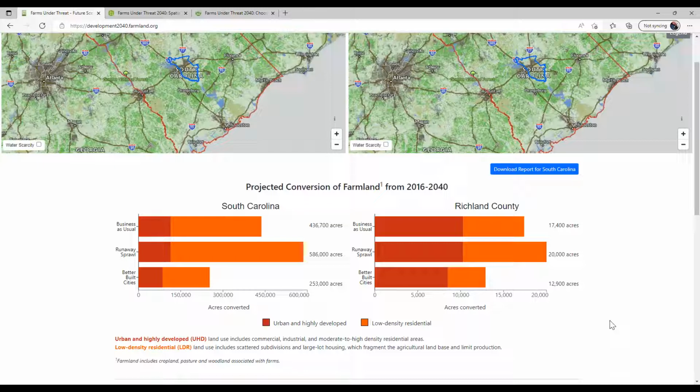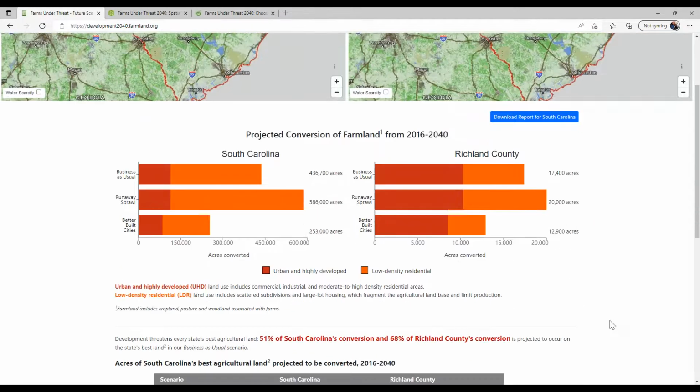When you look here on the right at Richland County, that is a little bit different in terms of the split. That is more likely to be, or as likely to be, urban and highly developed land conversion as it is to be low density residential.